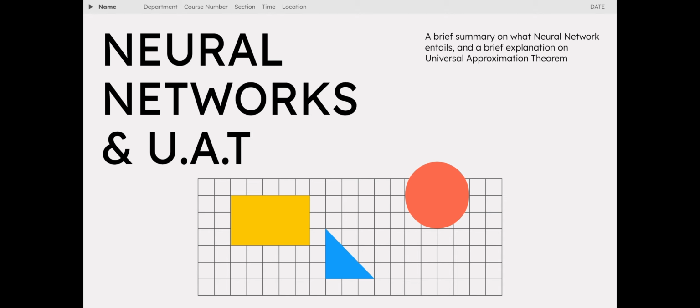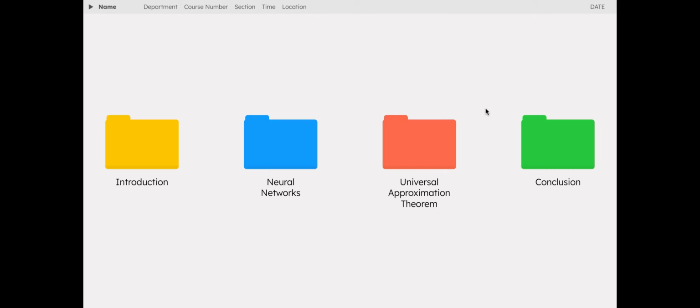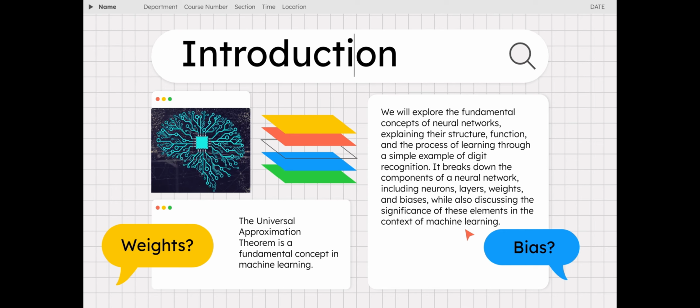In the introduction, we're going to learn about the universal approximation theorem, a fundamental concept in machine learning. What are weights? What are biases? Just to give you a little background information, we're going to explore the fundamental concept of a neural network, explaining their structures, their functions, and the process of learning through a simple example of digit recognition. It breaks down the components of a neural network, including neurons, layers, weights, and biases. We'll also discuss the significance of these elements in the context of machine learning.